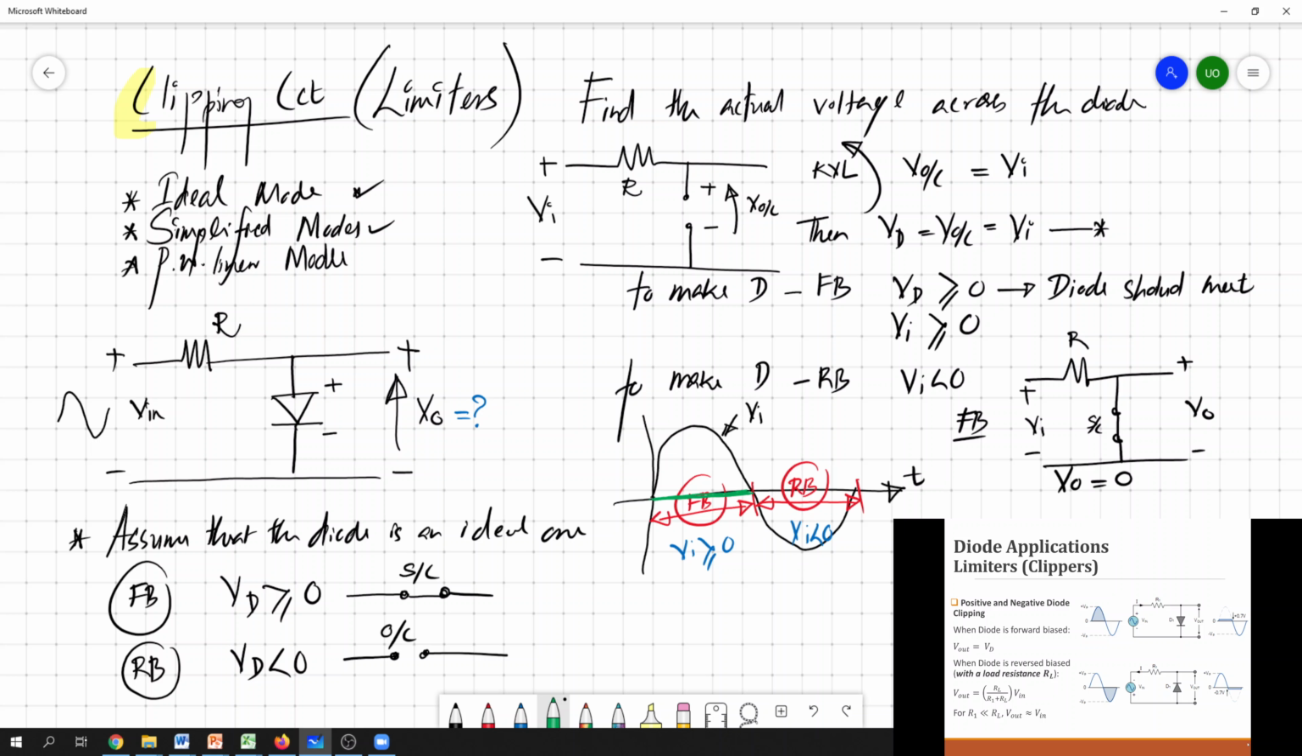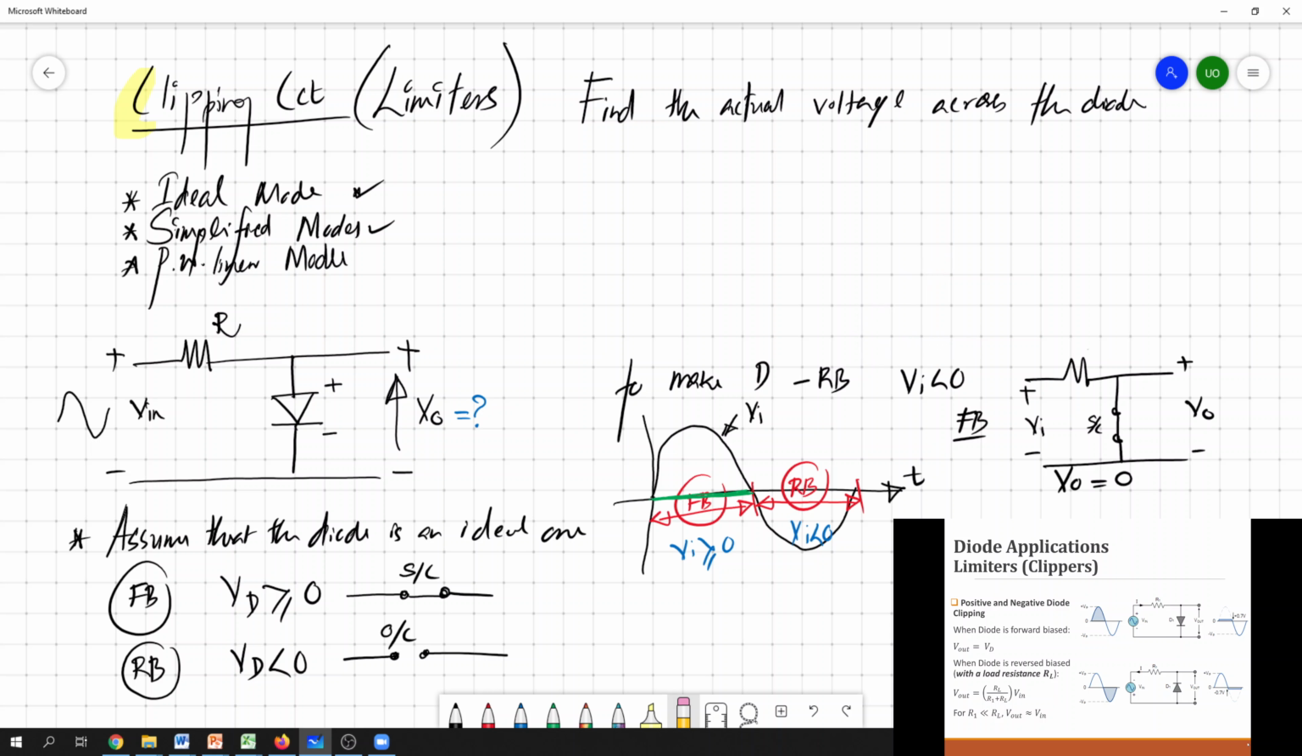So we'll see what happens for this reverse bias scenario. So we know that if the diode is reverse bias, we can replace the diode with an open circuit element. So then the circuit simplifies to this.